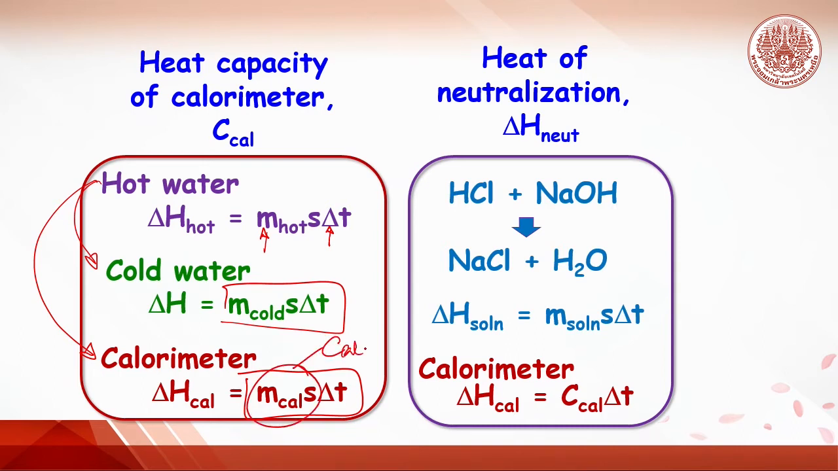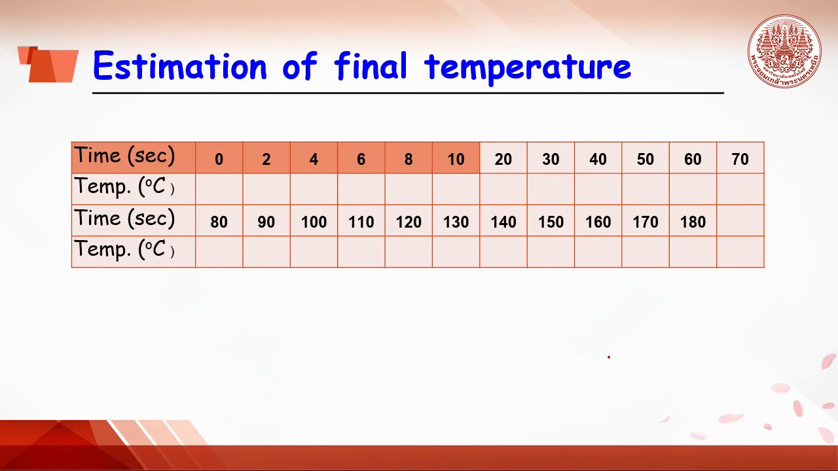Section 2, determination of heat of neutralization. The reaction is hydrochloric acid reacting with sodium hydroxide to get sodium chloride solution. So, heat from the reaction transfers to the solution and calorimeter. Keep in mind, temperature change or delta T is calculated from T final minus T initial, where T final is obtained from curve plotting as follows.